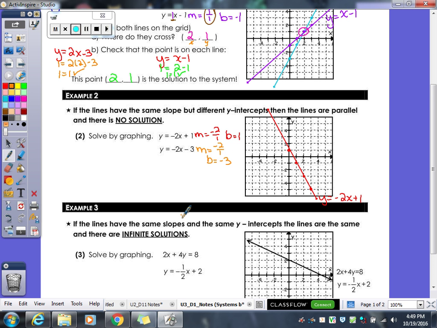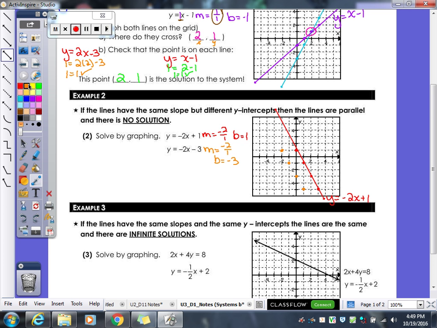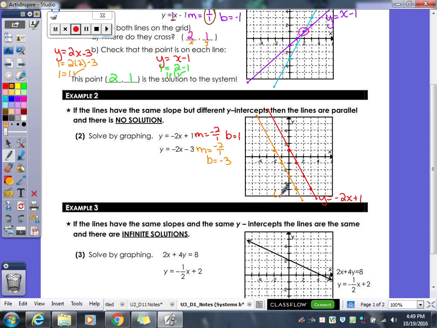B equals negative 3. So as I go down, I start at my negative 3, and again, I go down 2 to the right 1. Now, I can't go down 2 to the right 1 again on this graph, so I'm going to go the other direction, up 2 to the right 1. That's only okay when you run out of space. And again, I want to connect my points, and then I'm going to label my line. Y equals negative 2x minus 3.